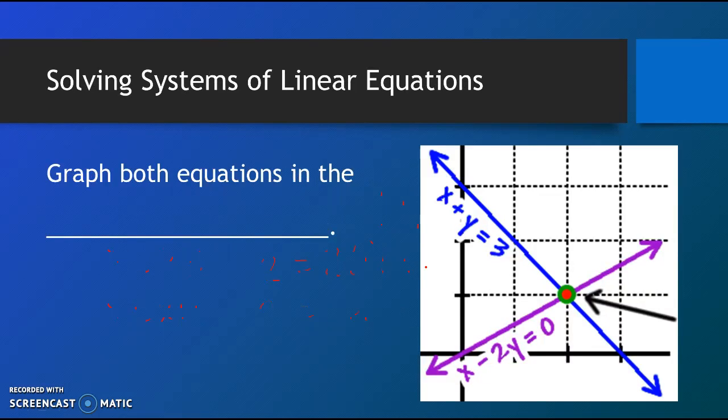In order to solve a system of linear equations, you're going to graph both of the equations in the same coordinate system. And then once you have both of the equations graphed, the solution is going to be where both of the lines intersect. And that would be right here.